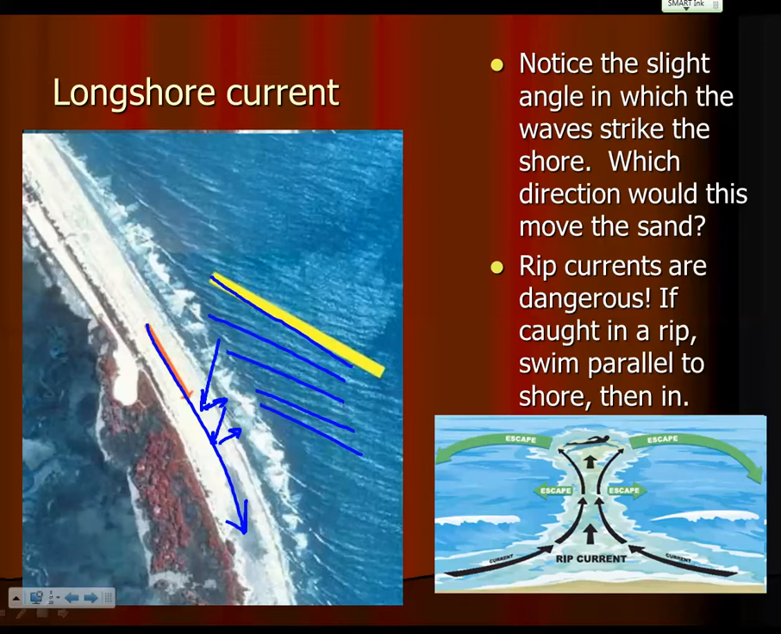So one of the secrets to getting out of a rip current is to swim parallel to the shore. Swim away from the rip current. And then it will eventually subside and you'll be able to swim back to shore. So hopefully you'll remember that.